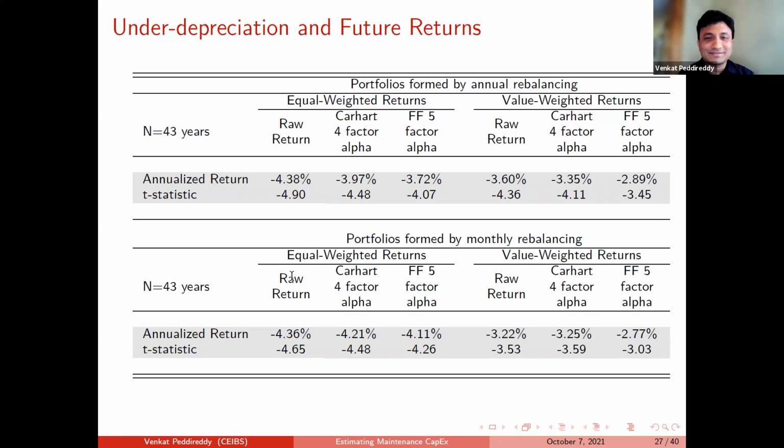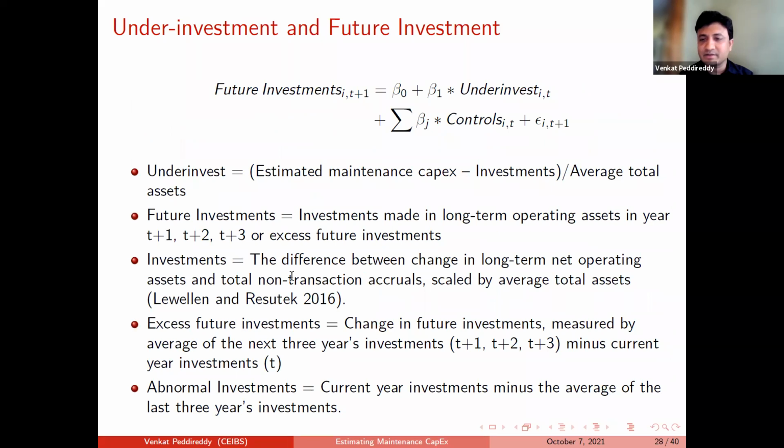Yeah. So this is the main content. The main focus is under-depreciation, but I also look at the effect of underinvestment on future investment, right? So what is underinvestment? It's my estimate of maintenance capex minus the current investment. So if you have a higher level of underinvestment, you expect these firms to spend more in the future.